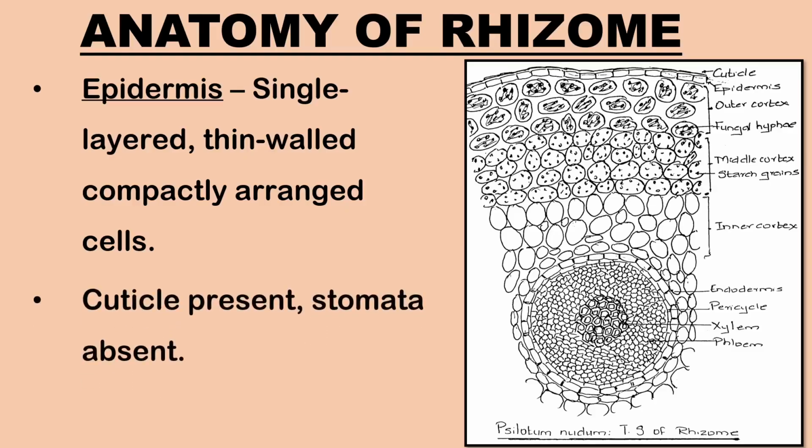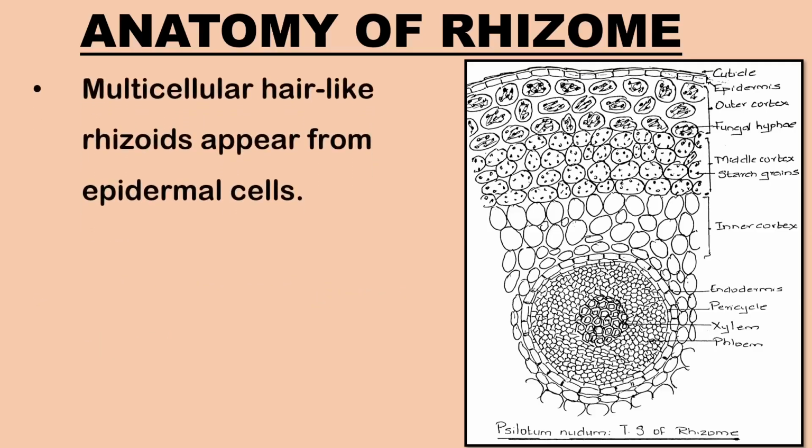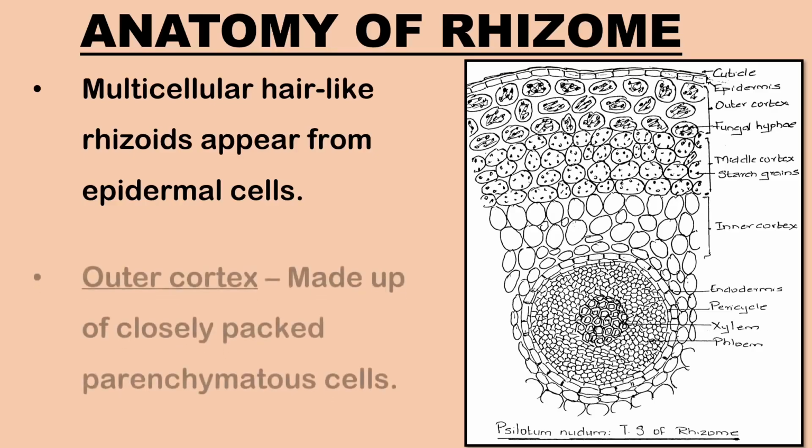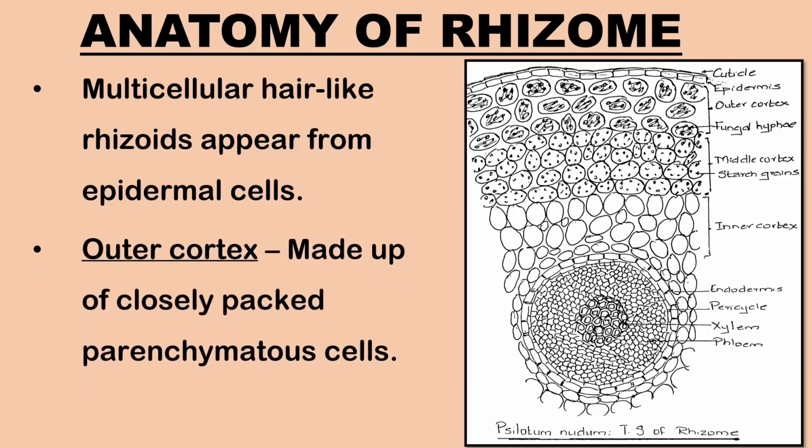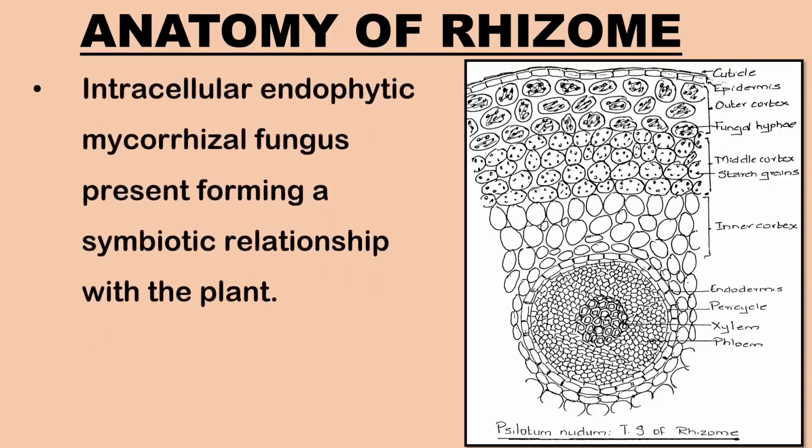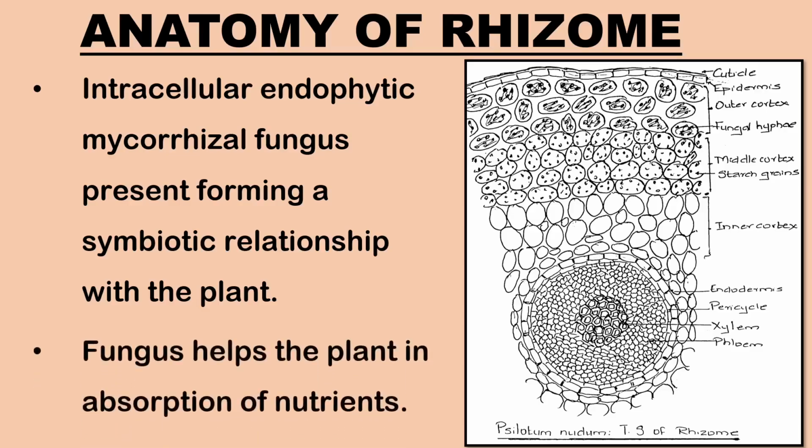It is covered by a thin cuticle. Stomata is absent. Multicellular hair-like rhizoids appear as prolongations of the epidermal cells. Outer cortex is made up of closely packed parenchymatous cells. It shows the presence of intracellular endophytic mycorrhizal fungus, which forms a symbiotic relationship. The fungus helps the plant in absorption of nutrients.